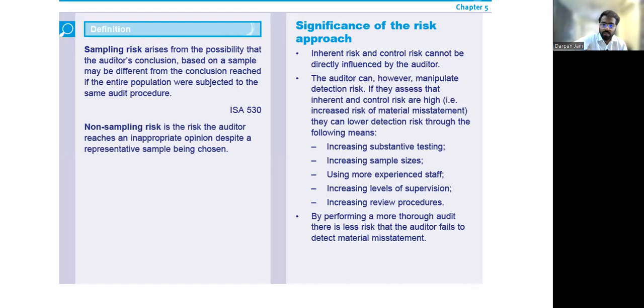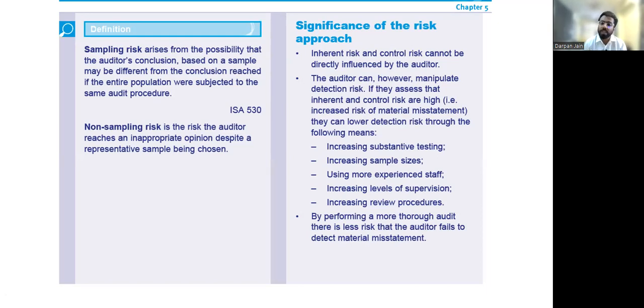So let's read. See the right hand side. Significance of the risk approach. Read. Inherent risk and control risk cannot be directly influenced by the auditor. The auditor can, however, manipulate detection risk. If the auditor assesses that inherent and control risk are high, that is, there is an increased risk of material misstatement, a higher risk that the financial statements are going to be materially misstated, they can lower the detection risk through the following means. If the control risk is high, the detection risk has to be lowered.